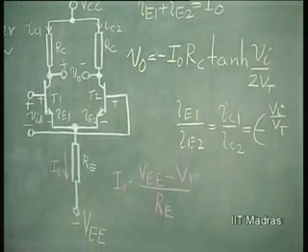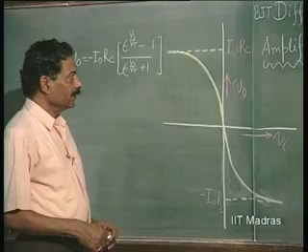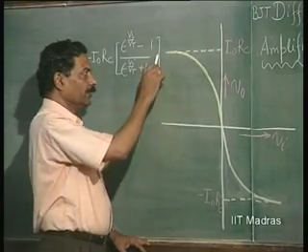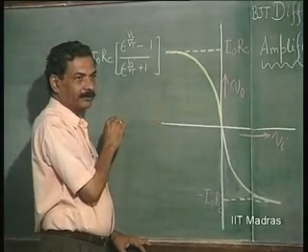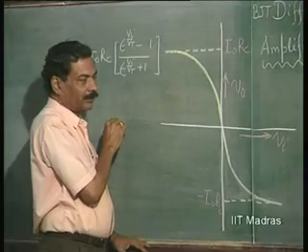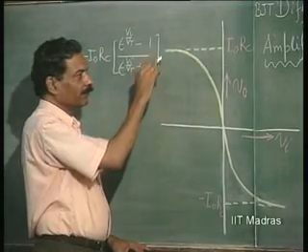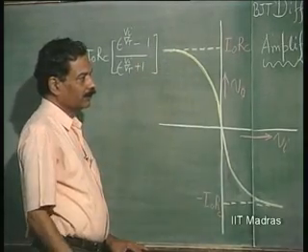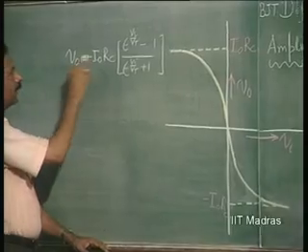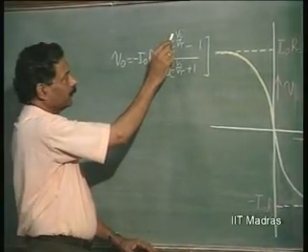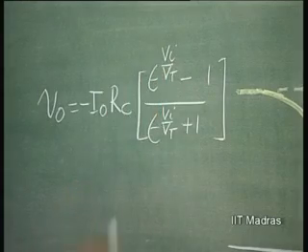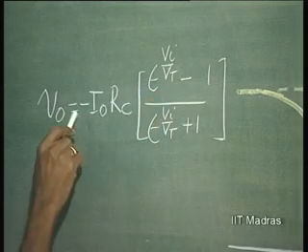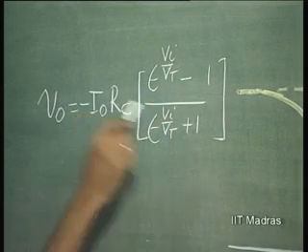Then we said we will plot this, and this plot tells us that for VI negative, the output is going to be positive. For VI negative, this is going to be minus 1, and there is minus 1 here. So, it is positive I0 RC.